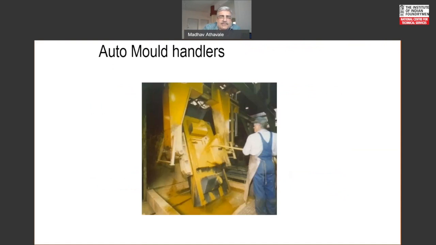Now, more automation in a fast loop line. You have got mold handlers. As you can see, it is being held at an angle, and they will move it as the coating progresses.